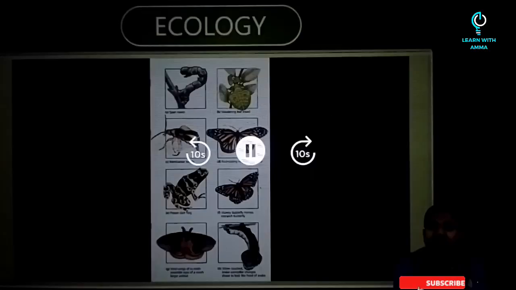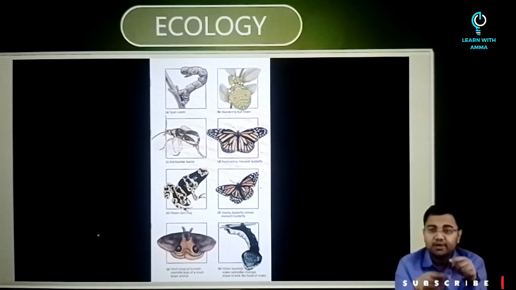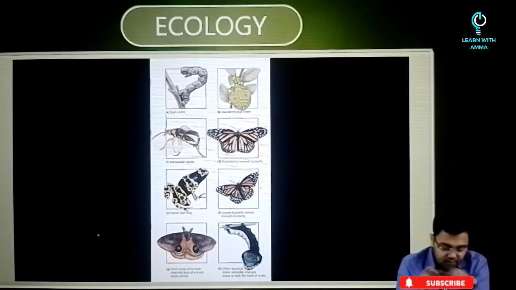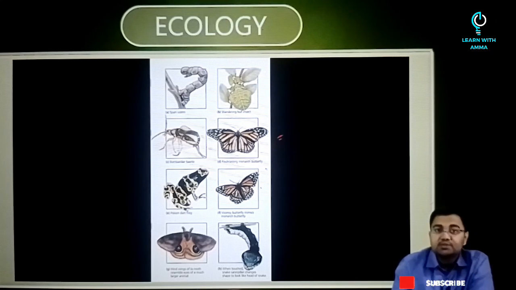So there are various examples of such adaptations that have happened according to the environment in which you live, according to the temperature, according to the pressure conditions, according to the availability of oxygen. Depending on all these factors, the organisms over a period of time evolve and adapt to these conditions. So if you look at this particular diagram, these set of pictures, these are some of the insects or organisms which have adapted themselves to survive.